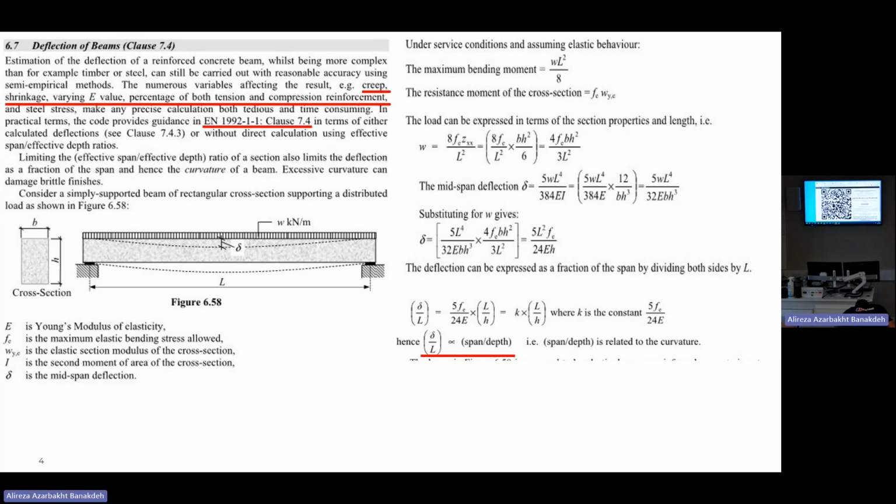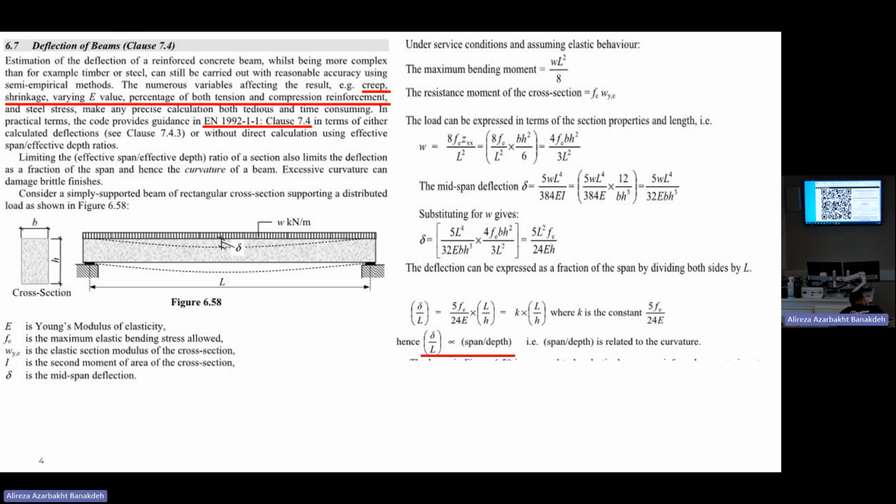I don't want to go into some of the details. I want to just transfer the idea of how it works and how Eurocode deals with it. Because of creep, because of shrinkage, because of varying modulus of elasticity, because of the percentage of both tension and compression reinforcement we have in the section, calculation of the deformation is not very straightforward. It's very complex to calculate the deformation.